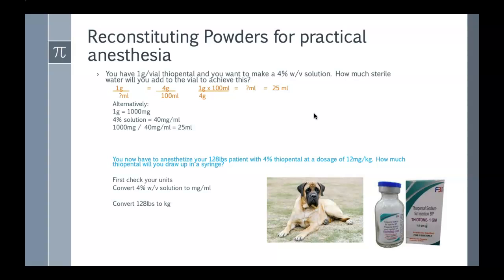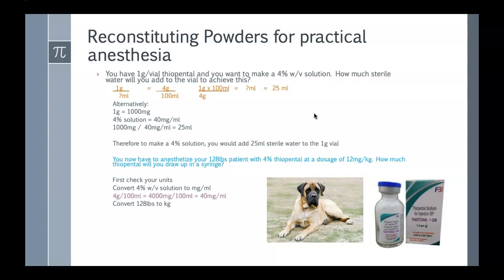Alternately, the way that I do it, because I don't like cross multiplying, is 1 gram equals 1,000 milligrams. And I know that a 4% solution equals 40 mg per mil. So 1,000 mgs divided by 40 mg per mil equals 25 milliliters. So I'm going to add 25 milliliters. So now I have to anesthetize my 128-pound patient with a 4% thiopental solution at a dose of 12 mg per kg. How much am I going to draw up in a syringe?